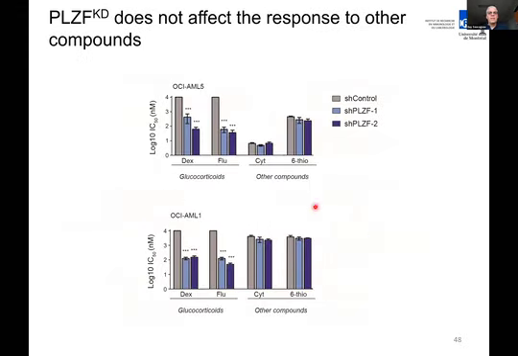Now, what is very interesting and akin to what I showed you for the glucocorticoid receptor, the knockdown of PLZF does not affect the response to other compounds. As you can see, it's quite a dramatic effect when you look at 2 different glucocorticoids on the AML5. We're talking up to 2 logs in the AML1, so it's a huge effect on IC50. But if you look at other compounds like cytarabine and 6-thioguanine, PLZF knockdown has no impact. So it's like the glucocorticoid receptor, it's highly specific to glucocorticoids.